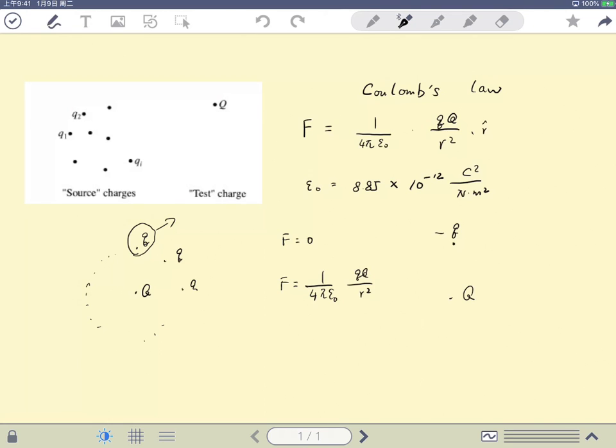So this is the first lesson of electrodynamics, and we will go on to solve some more difficult problems and tell you more basic ideas in the future.